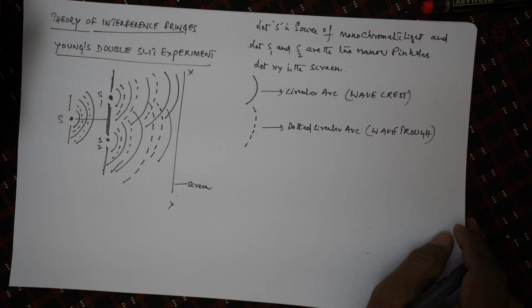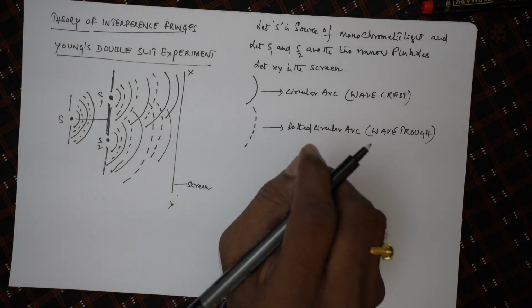I would like to explain first of all. In Young's double slit experiment, my dear students, what exactly is Young's double slit experiment telling here? S is a source of monochromatic light. The light rays delivered from the source of monochromatic light are in the form of continuous circular arcs and dotted circular arcs.